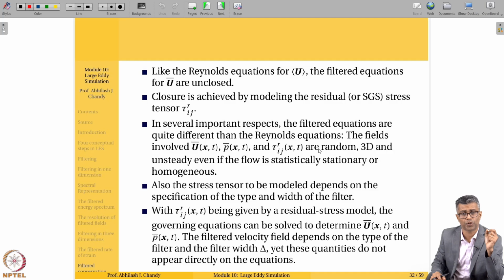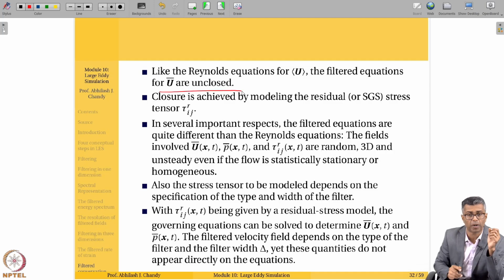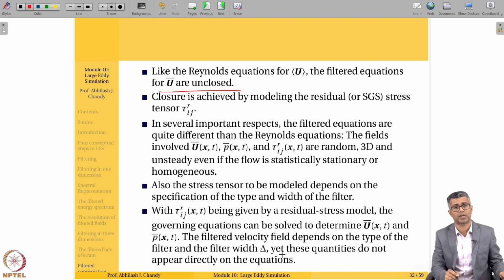Like the Reynolds equations for U mean, the filtered equations for U bar are unclosed, and closure is achieved by modeling the residual stress tensor, or the subgrid scale stress tensor, tau_ij^r.